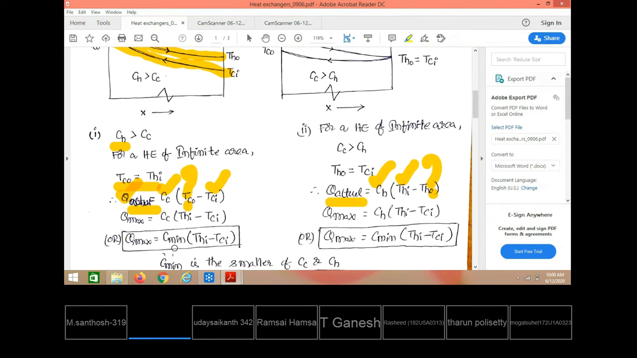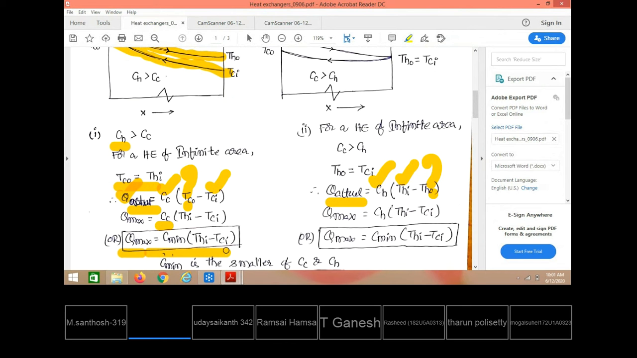In that case, the cold fluid has lesser heat capacity compared to CH. So that is why Q maximum is transferred. For the low heat capacity fluid, the outlet of the low heat capacity fluid is the same as the inlet temperature of the other fluid. So that is why the maximum heat transferred through the heat exchanger is estimated as C minimum times (Thi minus Tci). So this is the maximum heat that can be transferred through a heat exchanger.